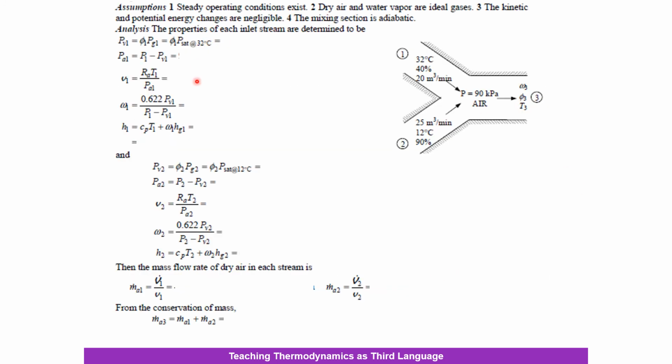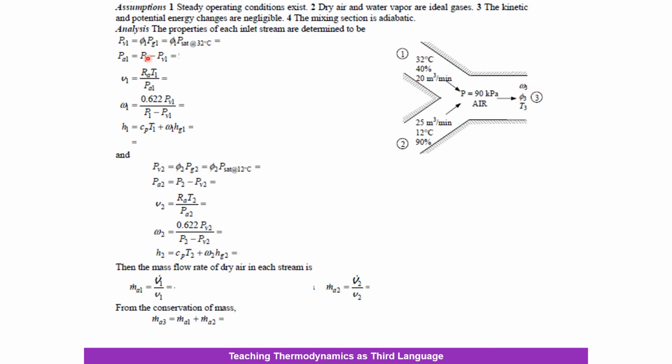This solution here is again in the form of skeleton. So these are the information given to you: 32 degrees C, 40% relative humidity, volumetric flow rate of 0.1 given. Similarly at 0.2, your temperature, relative humidity, and volumetric flow rate is given. So they are mixed here at 90 kPa, and you are asked to find all these values.